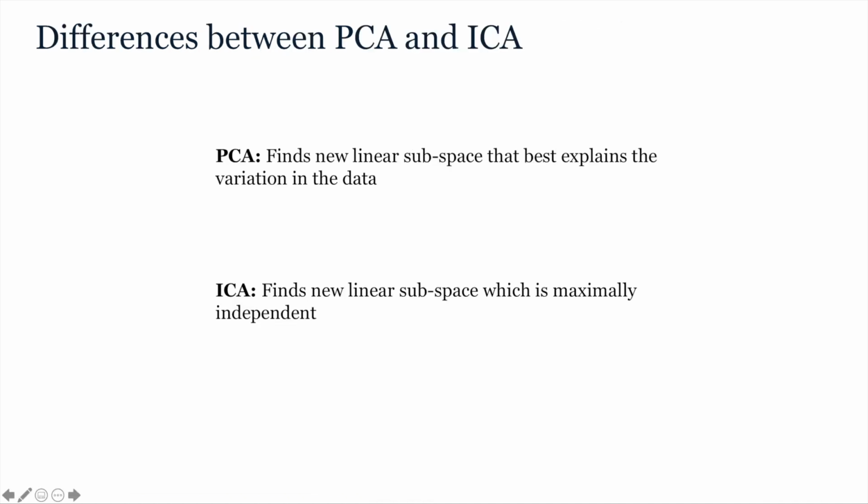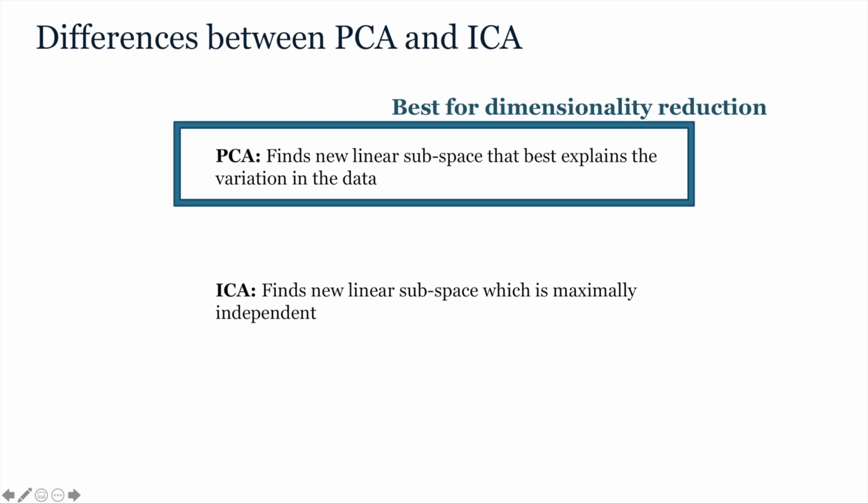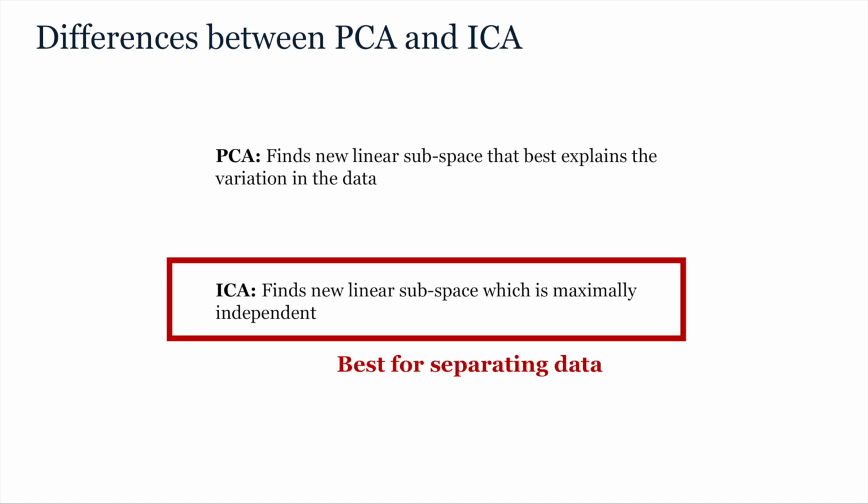Thus, the key differences between PCA and ICA are that PCA allows you to find a new linear subspace that best explains the variance in the data, whereas ICA helps when you want to find a representation of your data as independent subelements. So in layman's terms, PCA helps to compress the data and ICA helps to separate the data.